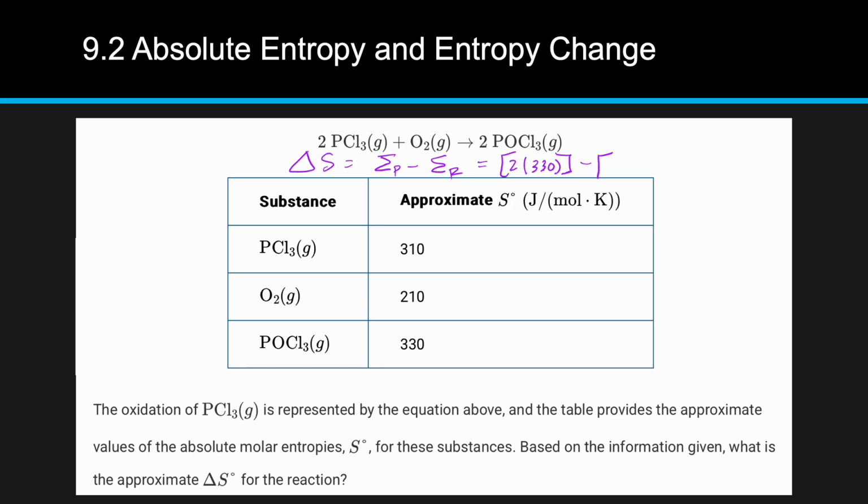Now I need to add up all of our reactant values. So we have 2 PCl3s, which are 310, and then we have O2 at 210. So then we're going to solve for that, and that is going to give us negative 170 joules per mole times Kelvin, and that is our approximate delta S for this reaction.